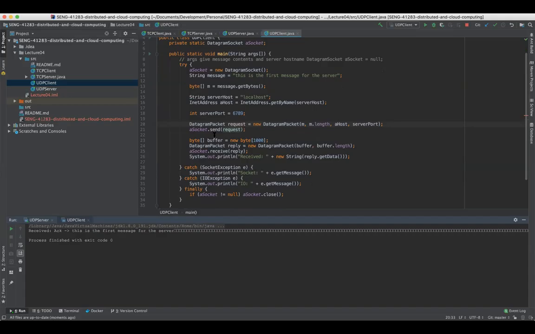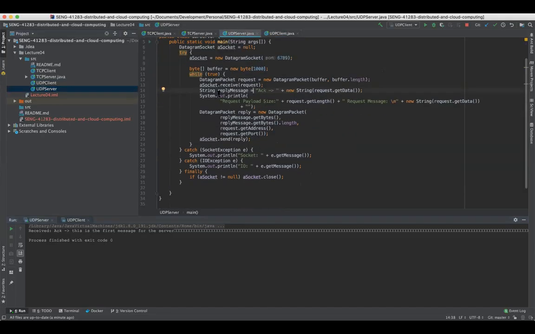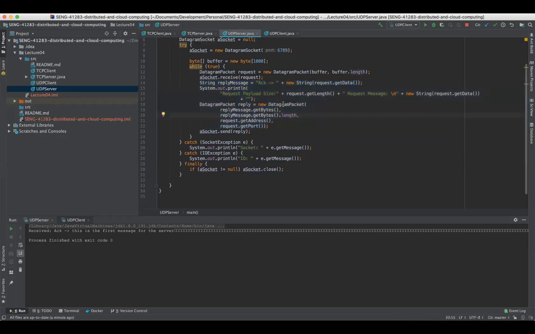In order to understand the communication, I purposely built the server acknowledgement for the request inside the server. So this is the acknowledgement, but it's not a requirement. For your reference, I have added that. Basically, the datagram packet itself has the message, the message size, and a destination address and the port. So that's the datagram.